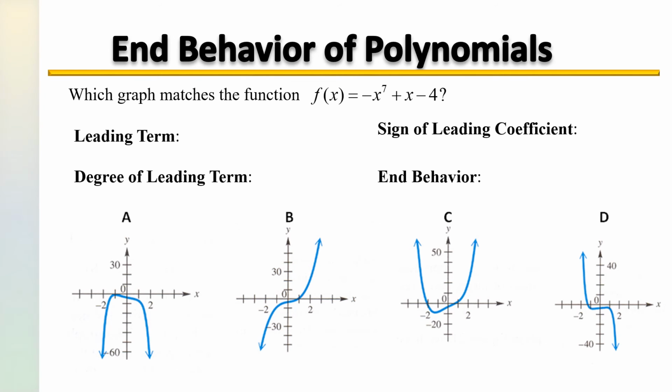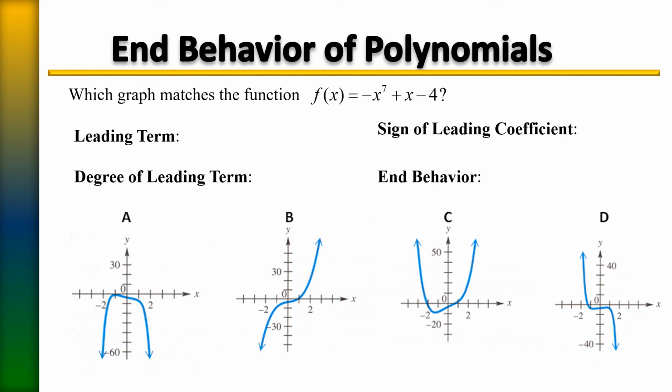Which graph matches the function f of x equals negative x to the 7th plus x minus 4? So we want to look at the leading term out of all the terms. The term that has the highest degree is, in this case, the first term. That term has a degree of 7, so this is a 7th degree polynomial, which means that 7 is an odd number, so it's an odd degree polynomial, which means one end is going to be facing up, one end down.